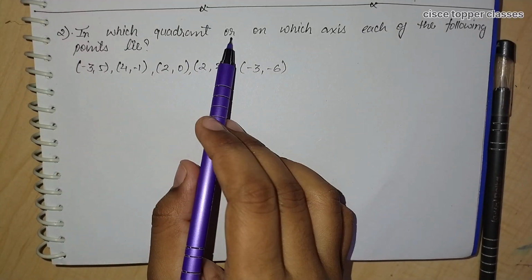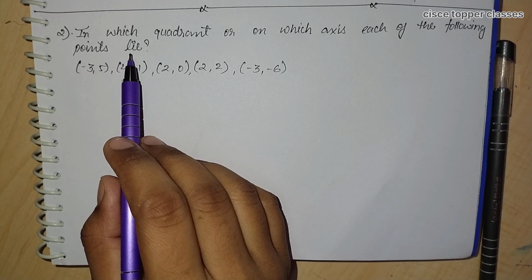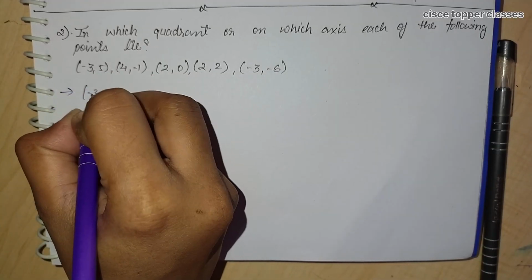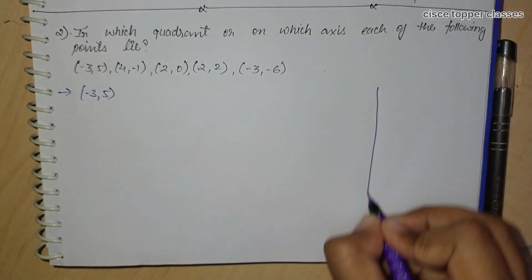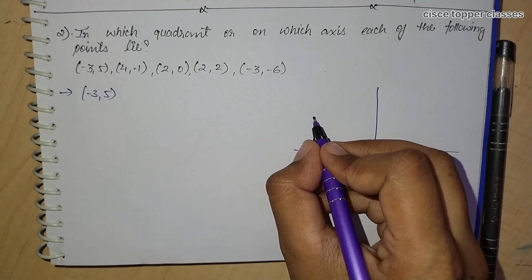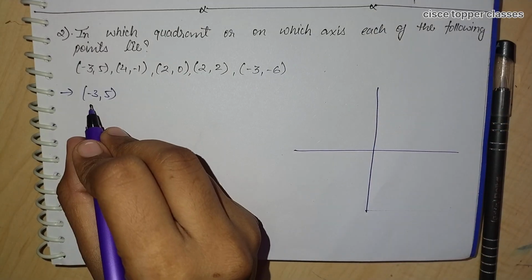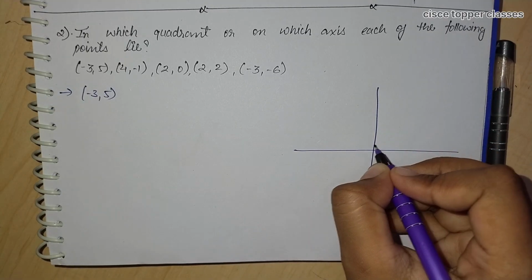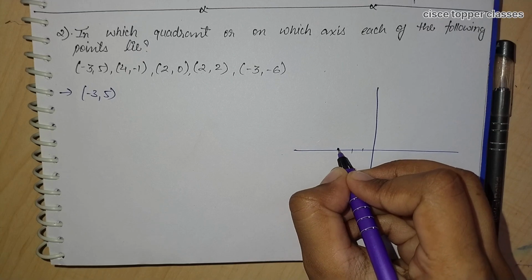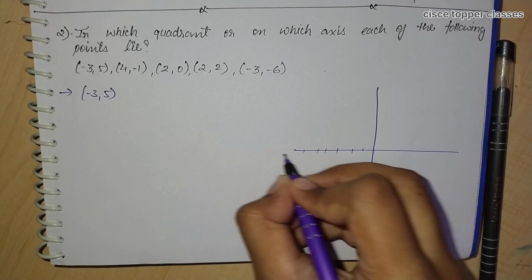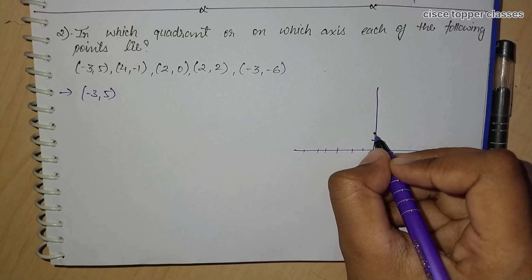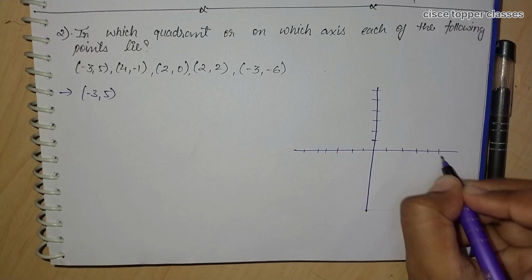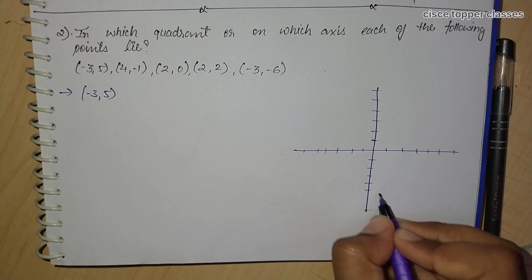Let's solve question number 2. In which quadrant or on which axis does each of the following points lie? So we have to find the quadrant or axis on which each of the following points lie. In the first part we have to find in which quadrant the point -3 by 5 will lie. Firstly we will draw all the quadrants. This is first quadrant, this is second quadrant, and this is third and fourth. We know x will be negative this side. So we can firstly mark points on x as 1, 2, 3, 4, 5, 6, and on y again 1 to 6 in both directions.